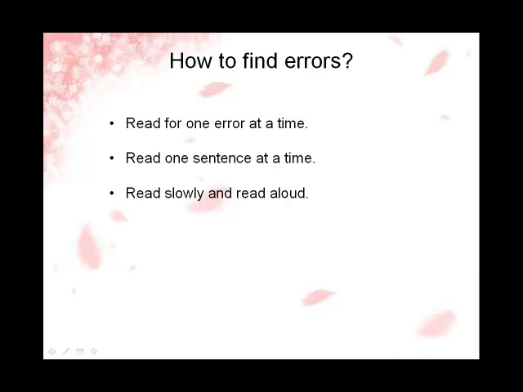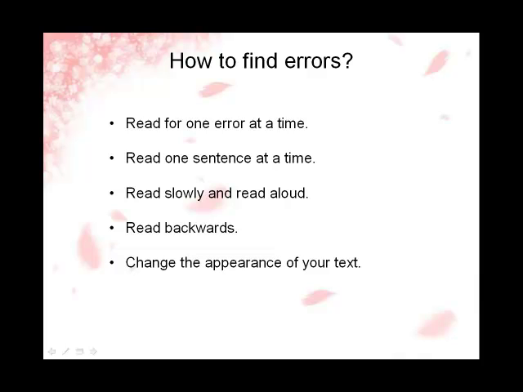Read slowly and read aloud. You may hear errors that you don't see. Reading backwards is also very useful. It means that you read the last sentence and then the previous sentence, and so on. It will make your writing sound unfamiliar and strange, which is good because you don't want to think about the content when you do proofreading. You want to look at only the language. You may find many mistakes that you couldn't see otherwise.